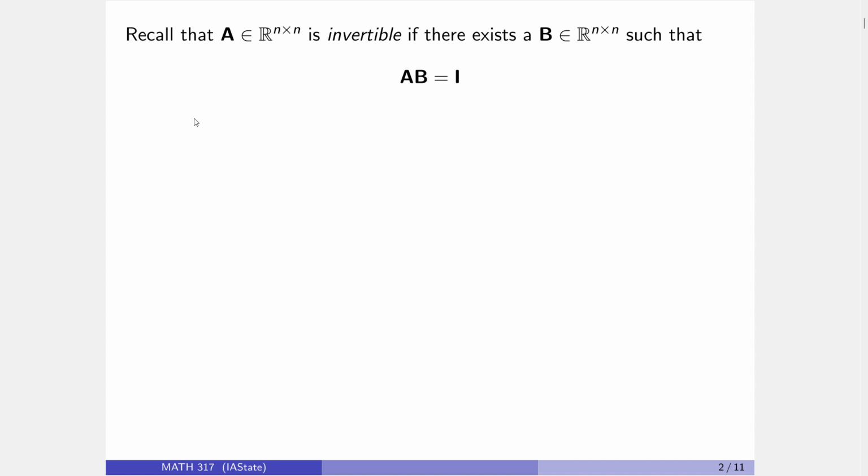Recall that A in R^(n×n) is invertible if there exists a B in R^(n×n) such that AB equals I. Is that right?